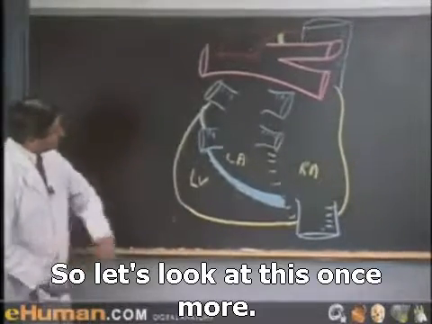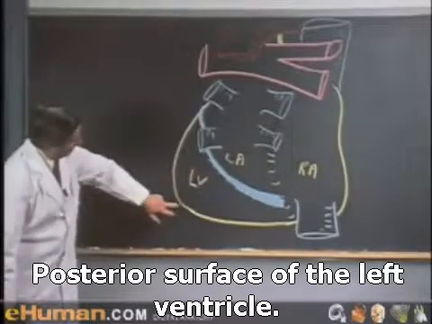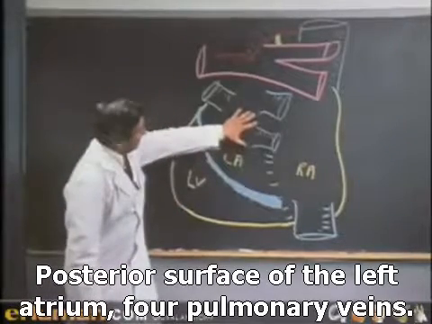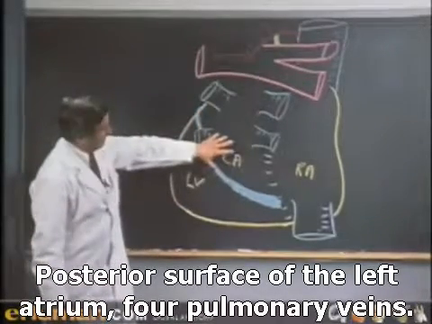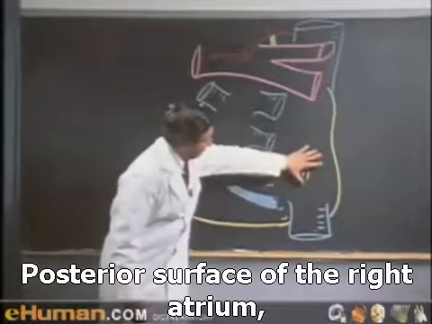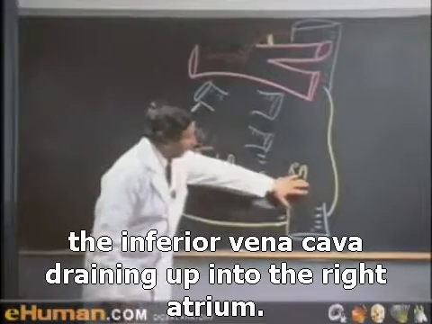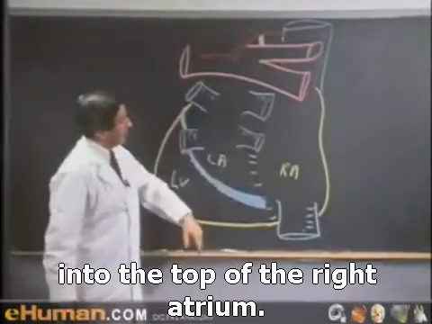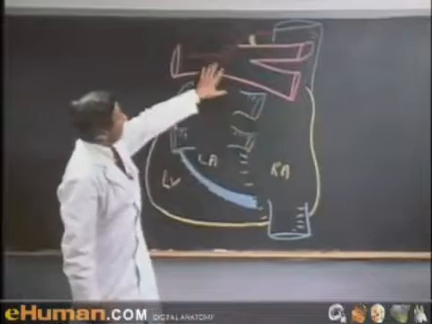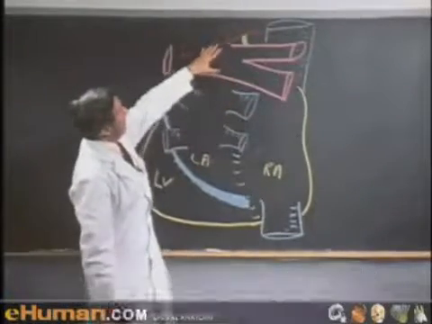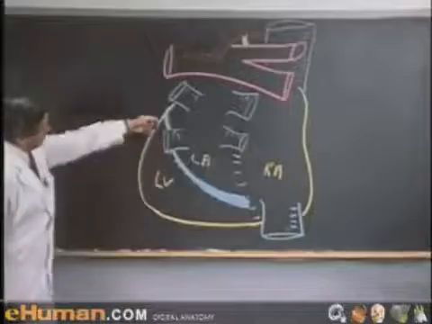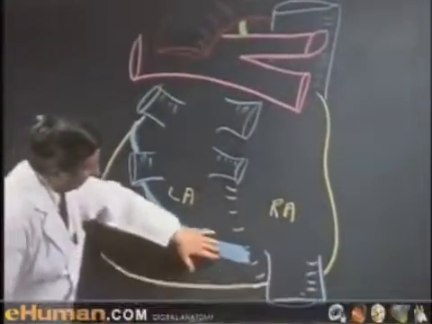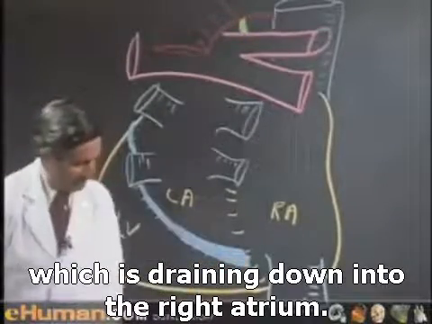So let's look at this once more. Posterior surface of the left ventricle, posterior surface of the apex of the heart, posterior surface of the left atrium, the four pulmonary veins, posterior surface of the right atrium, the inferior vena cava draining up into the right atrium, the superior vena cava draining down into the top of the right atrium, posterior surface of the pulmonary trunk, and the arch of the aorta. Note the great cardiac vein becoming the coronary sinus, which is draining down into the right atrium.